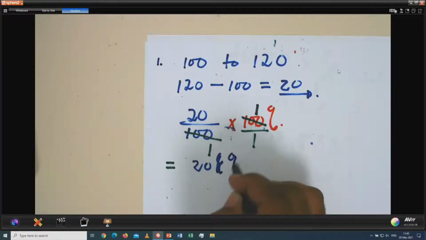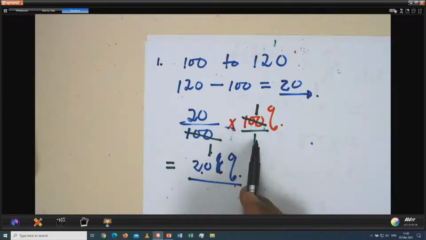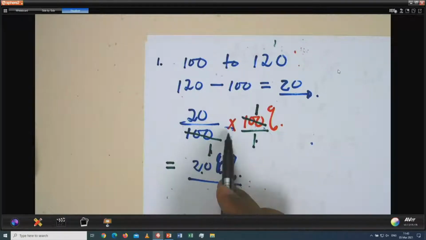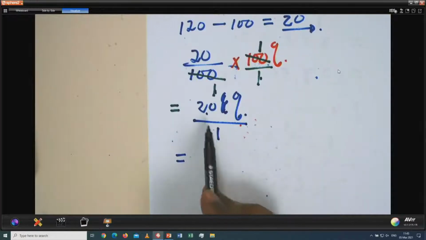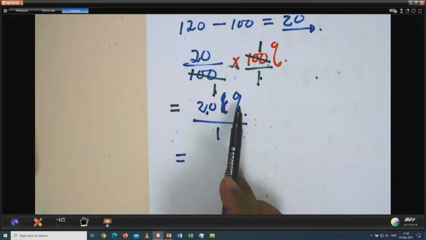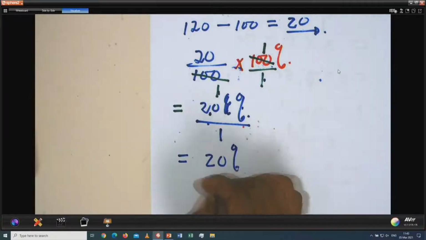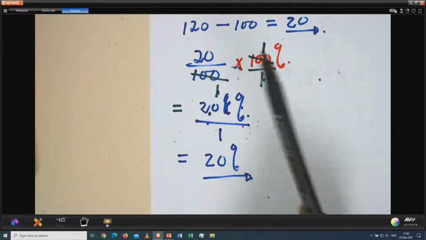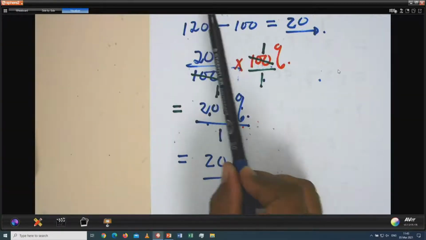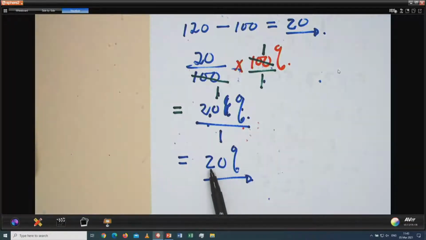How do we write that sign? It is 20%, divided by the denominator multiplied by a denominator. 1 multiplied by 1 is 1. Now we have 20% divided by 1, which is 20%. And therefore we can clearly say that to move from 100 to 120, there is an increase of 20%.